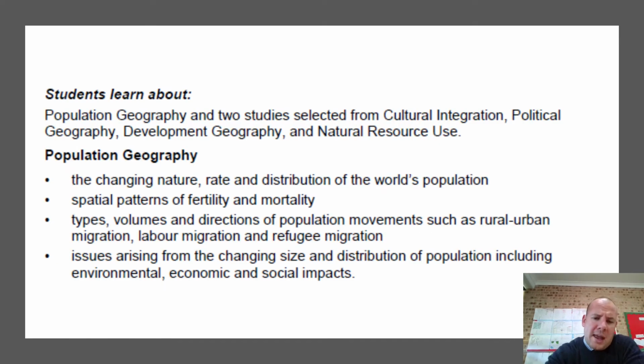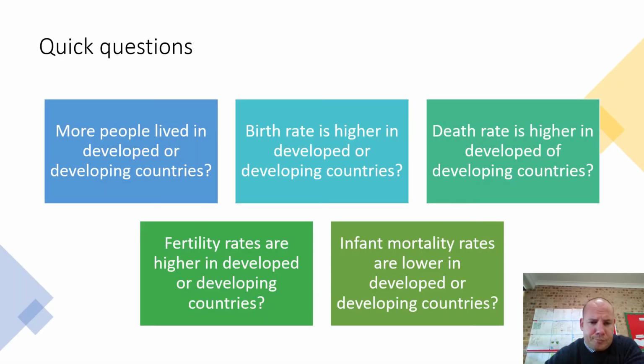This is where we're getting the information from. This is the third dot point, and this is the first lesson on migration. We've got types, volumes, direction and population movements such as rural urban migration, labour migration and refugee migration. So that's what we're going to be hitting.